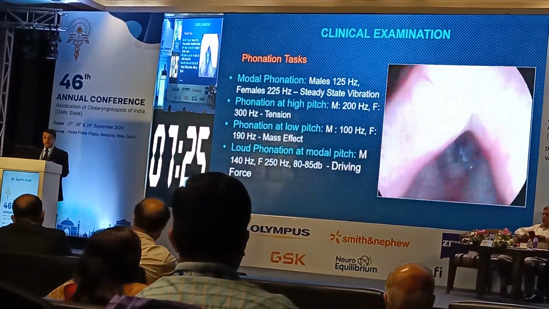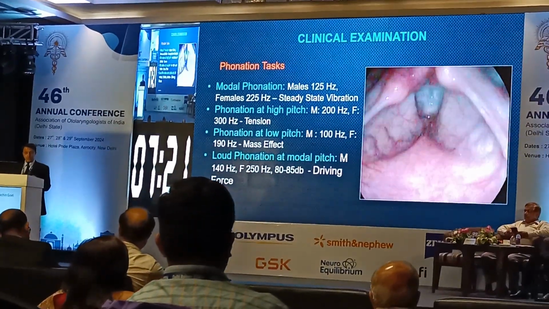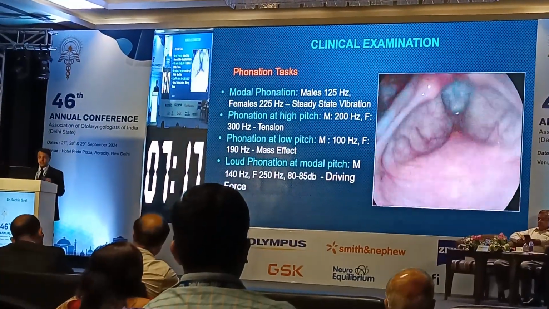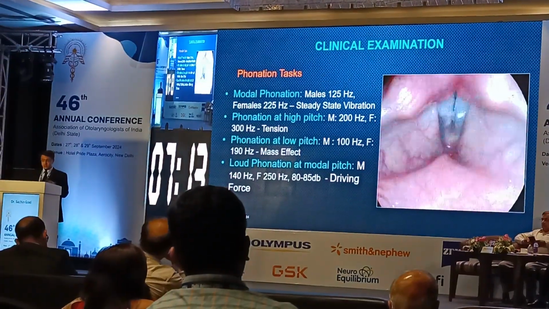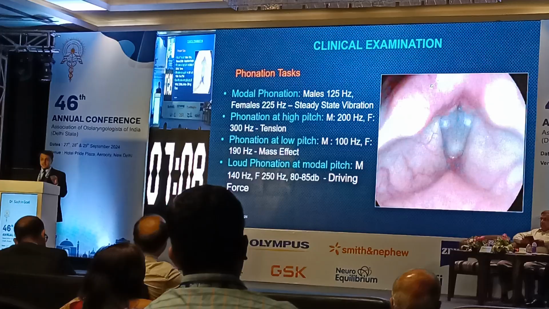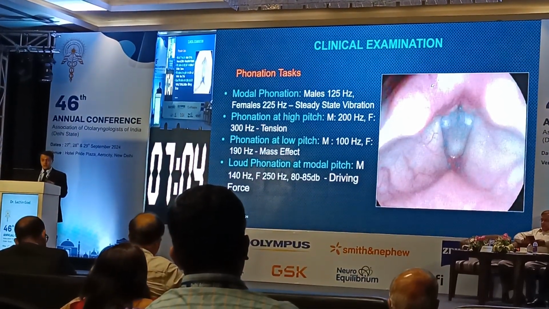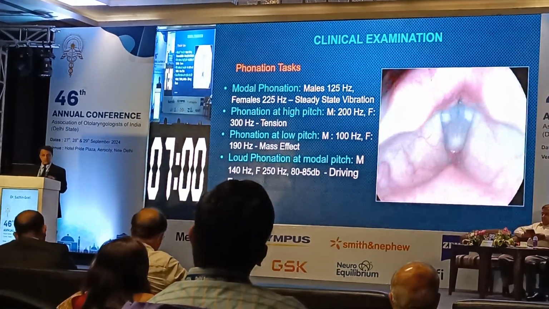This is followed by a lowering of the pitch to understand the vocal mass effect over the vocal folds. And finally, we tell the patient to phonate loudly, which helps to test the relative stiffness of the vocal folds. A mild stiffness will be overcome by loudness. However, with a very stiff cord, there will be no impact on increasing the loudness of phonation.